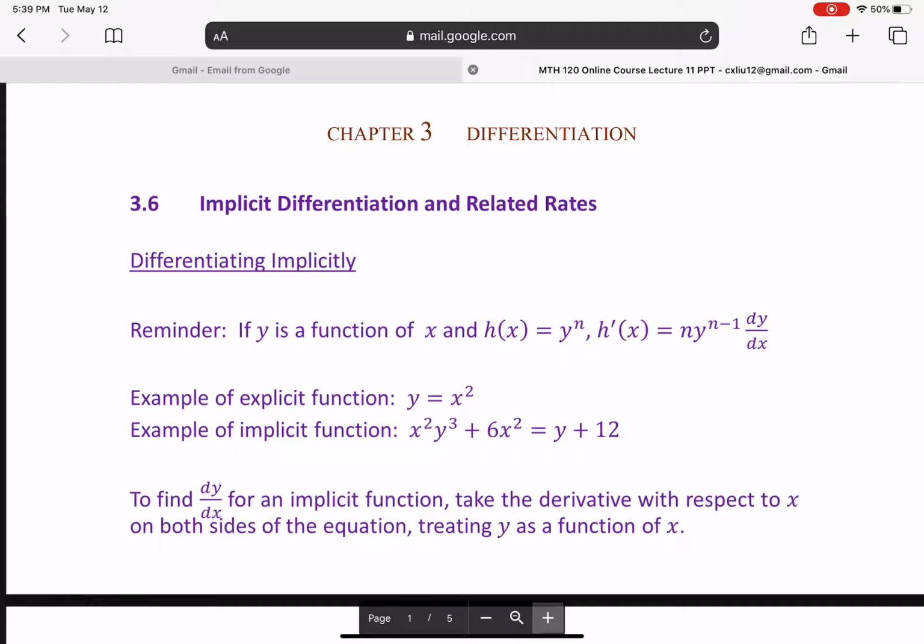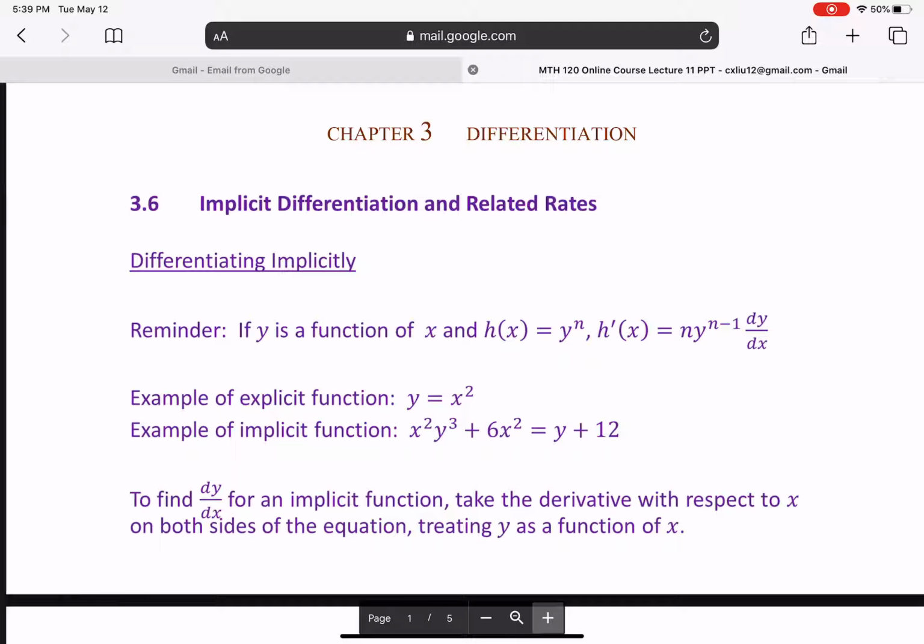One is called an explicit function, where y is written in terms of x explicitly, like y equals x squared. And the other is called an implicit function, where y is not written in terms of x explicitly. Instead, they are related by an equation, like x squared y cubed plus 6x squared equals y plus 12.